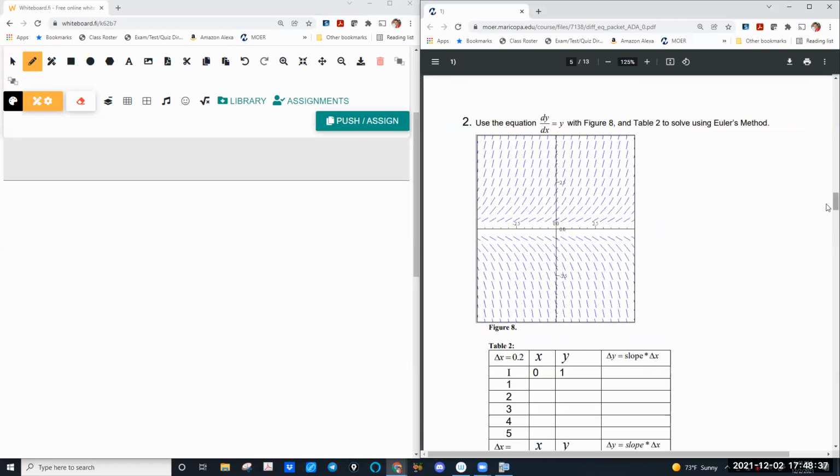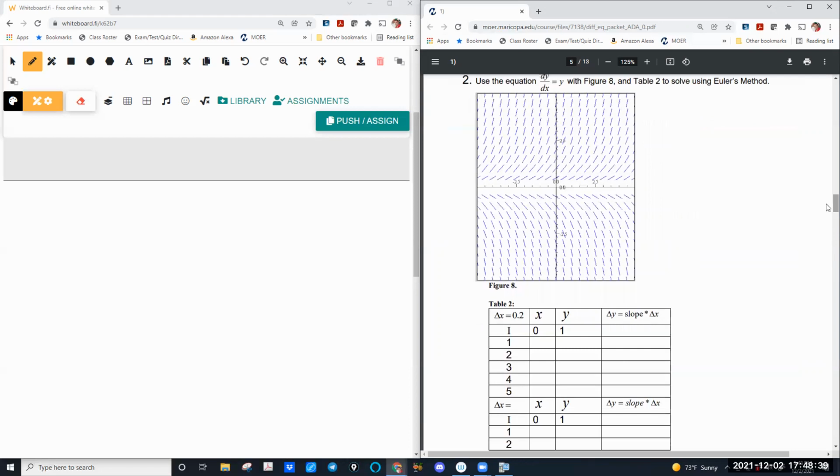Euler's method actually kind of circumvents finding the function that is the solution to the differential equation, but we'll still estimate the value of the function at a given point. That'll make more sense as we go through an example here.